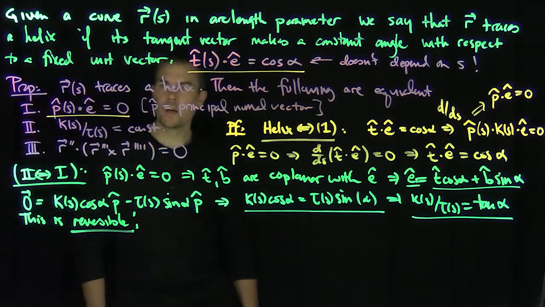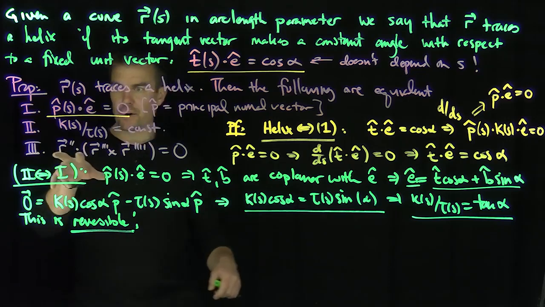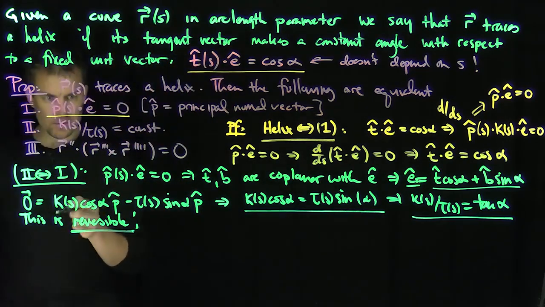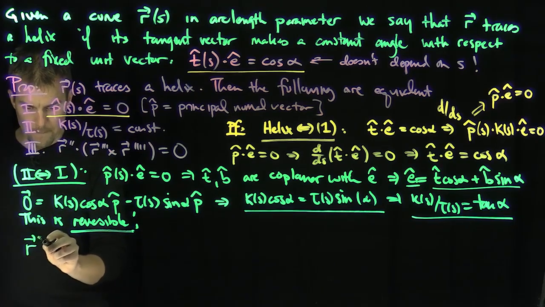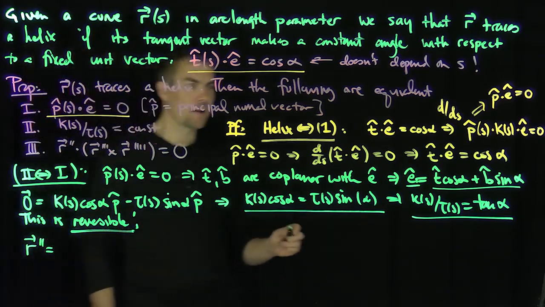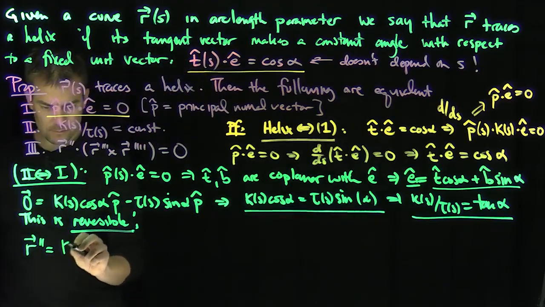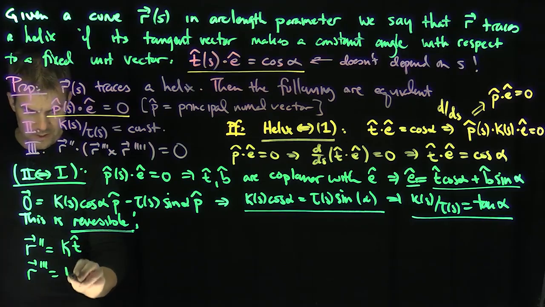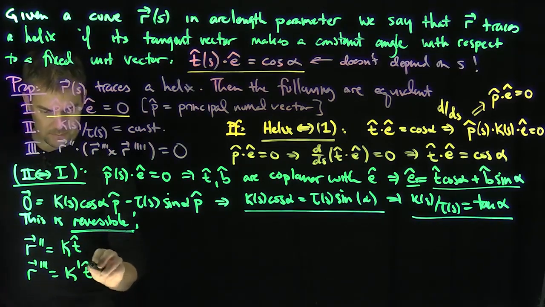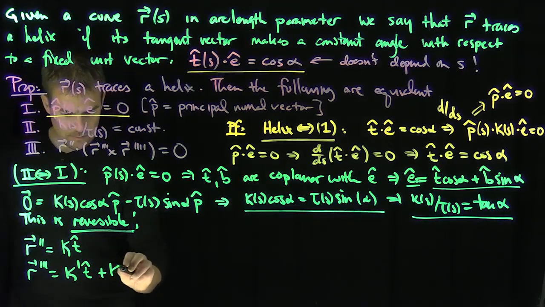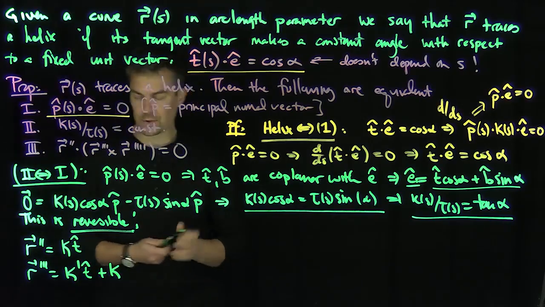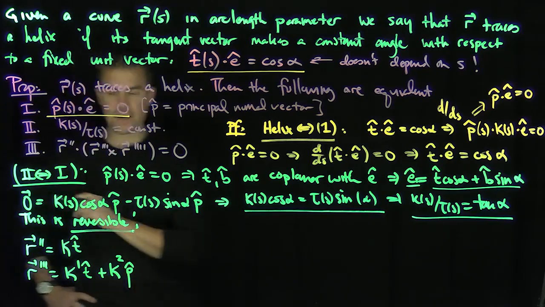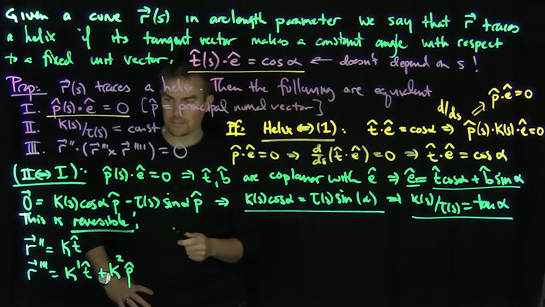Okay. And so now the last condition, we want to show that this condition over here, 3, is equivalent to curvature over torsion being constant. So let's see why that's the case. Okay. So let's look at what r double prime is. R double prime is going to be curvature times t hat. R triple prime is going to be curvature prime t hat plus curvature times the derivative of t hat. So what's the derivative of t hat? The derivative of t hat is curvature times p hat. Like that. Excellent. So that's the third derivative, right?